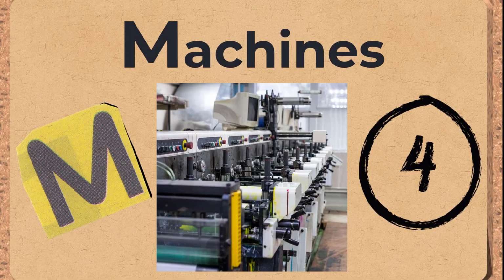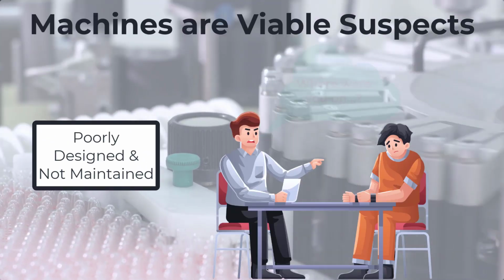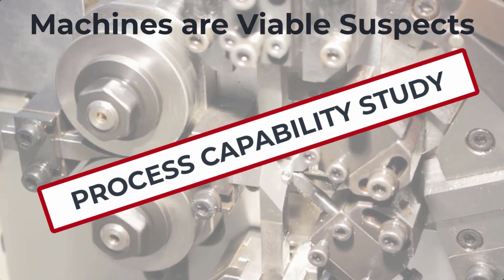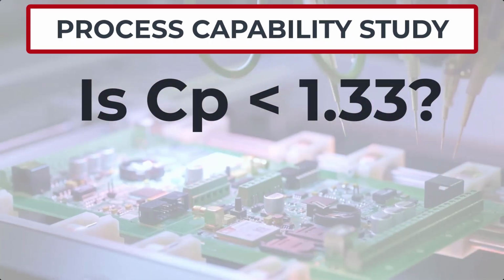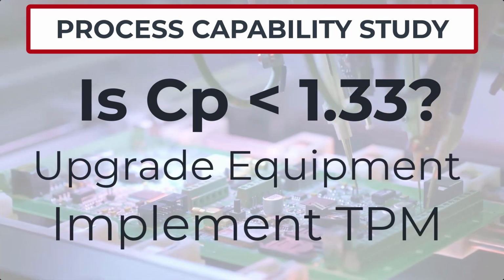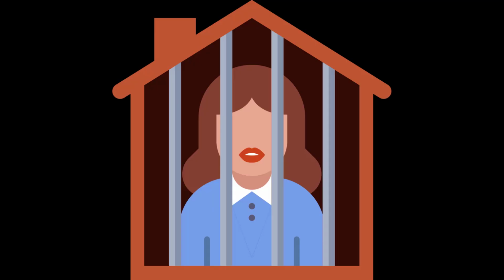Suspect number 4, machines. Your production machines are always viable suspects. If equipment is poorly designed or poorly maintained, it should raise your suspicions. To investigate a suspect machine, complete a process capability study. Whenever a process capability study yields a CP of less than 1.33, then you should consider machine design upgrades and implementing total productive maintenance. These activities will put your machine-caused variation on house arrest.